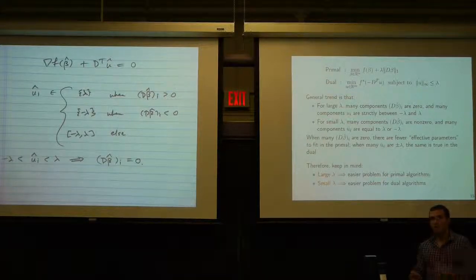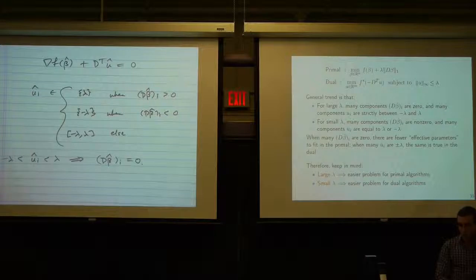If we're interested in solutions for large lambda, it may be easier for primal algorithms. They may require less iterations. For small lambda, it may be easier for dual algorithms. They may require less iterations. Okay, so those were high-level thoughts about the dual.